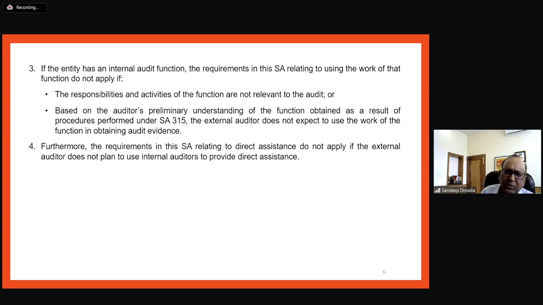Furthermore, the requirements of this SA relating to direct assistance do not apply if the external auditor does not plan to use the internal auditors to provide direct assistance. So either we are not using his report, or he has done work on activities which do not support our external audit, or we are not asking him to give us direct assistance. In all these situations, this SA 610 will not apply.